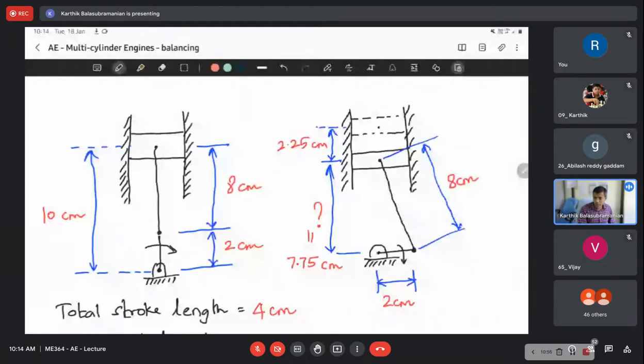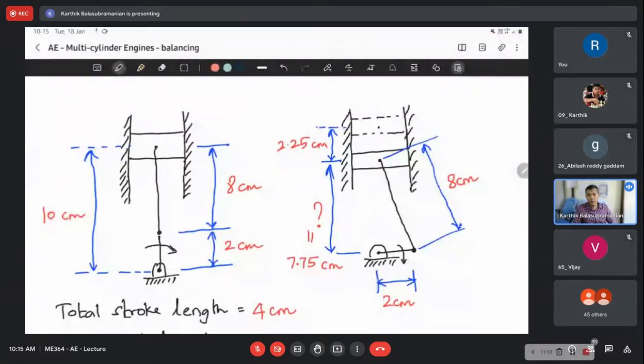So usually primary inertia forces are larger in magnitude. So if you take care of them, most of the problems are solved. But still, secondary inertia forces can also create a lot of imbalances in the engine and consequent vibration.